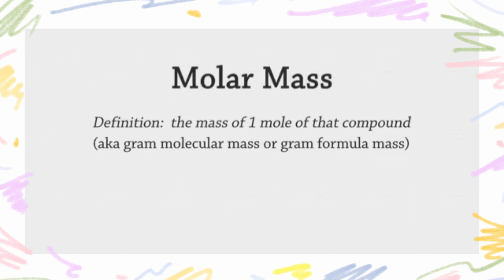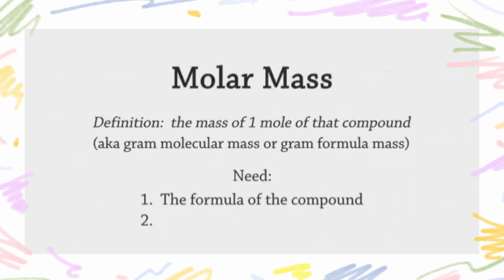We'll work through 5 examples. You'll need the formula of the compound and a periodic table to know the gram atomic mass of each atom. Here's our first example. What's the molar mass of water? We could also say, what's the gram molecular mass of water? Because water is a molecule. We're trying to find what's the mass of 1 mole of water molecules in grams.